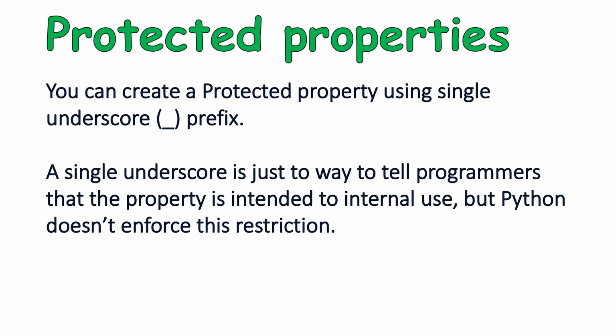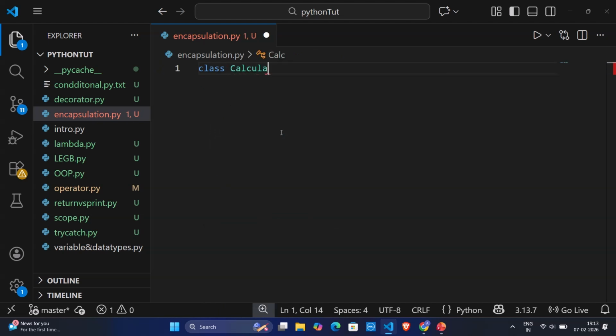Let's look at protected properties. You can create a protected property using a single underscore prefix. A single underscore is just a way to tell programmers that the property is intended for internal use, but Python doesn't enforce this restriction. Let's understand through one example.